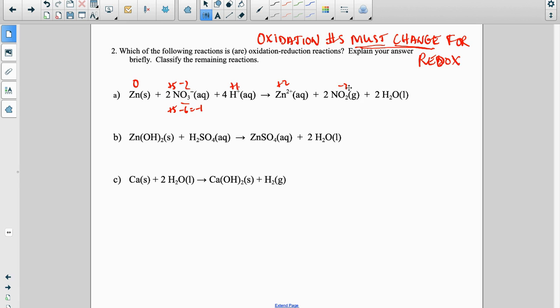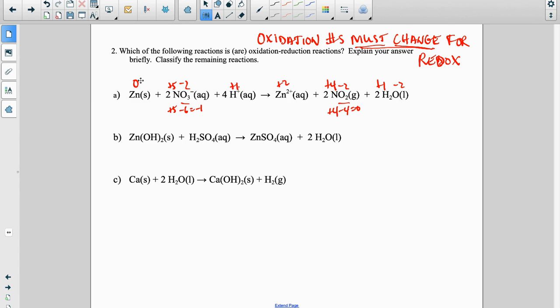Here, oxygen is -2, -4, +4, because we need an overall charge of 0, +4 here. H2O, -2 for the oxygen, +1 for hydrogen. And if we look across here, do we see any changes in the oxidation number? Pause the video and see whether you see changes.